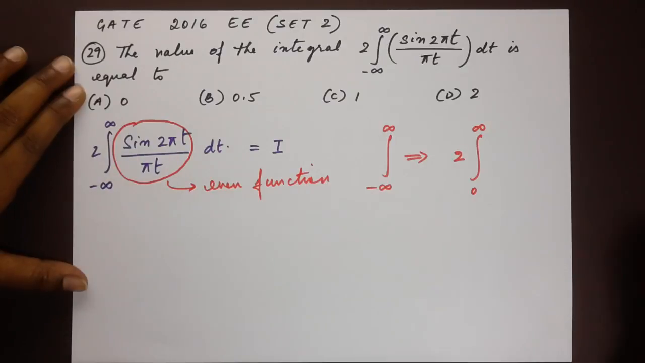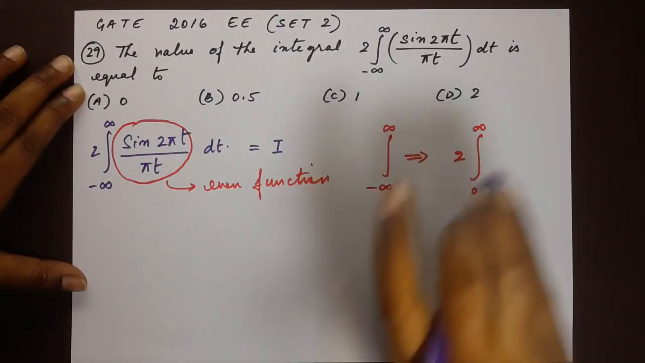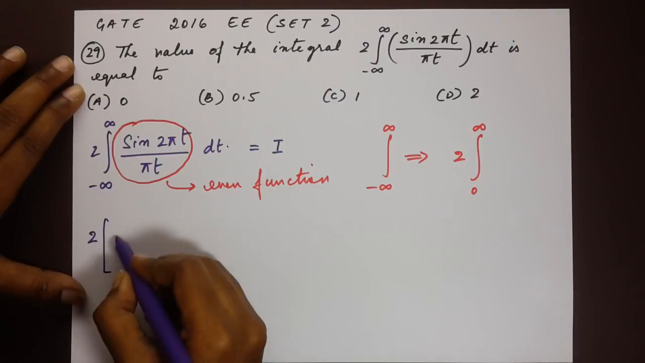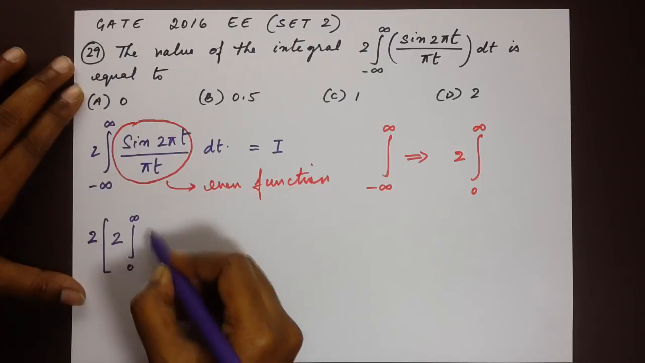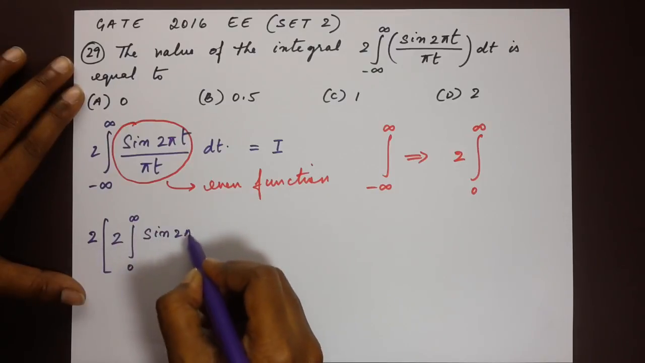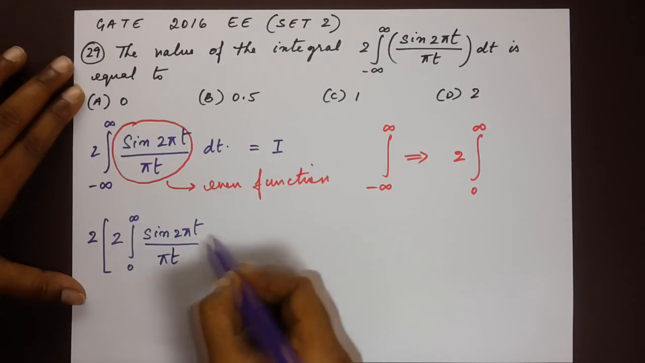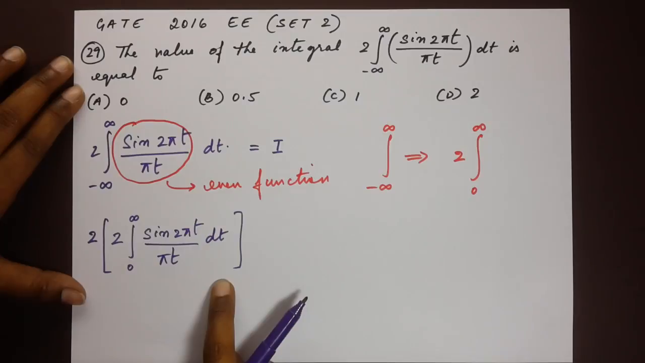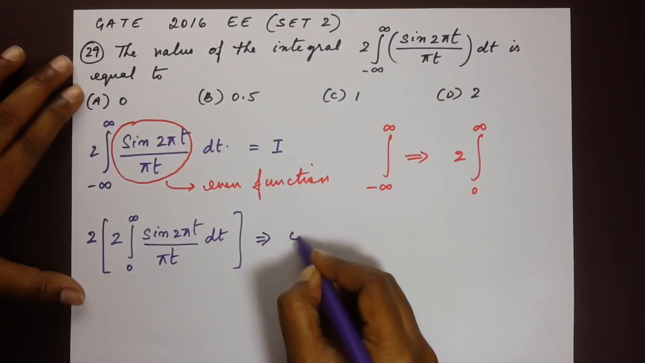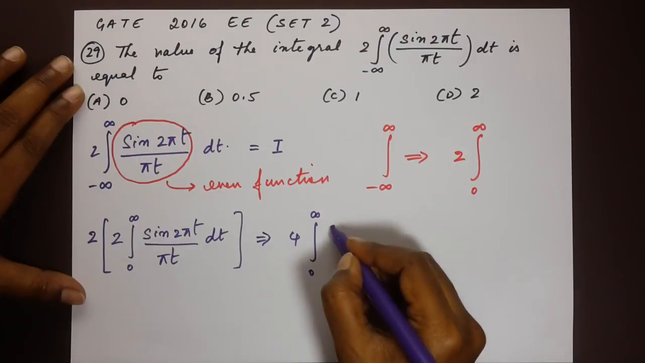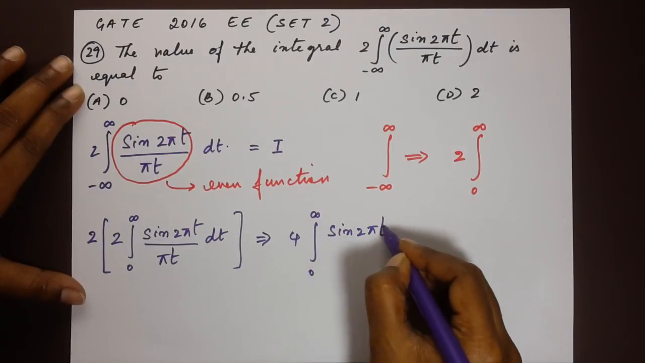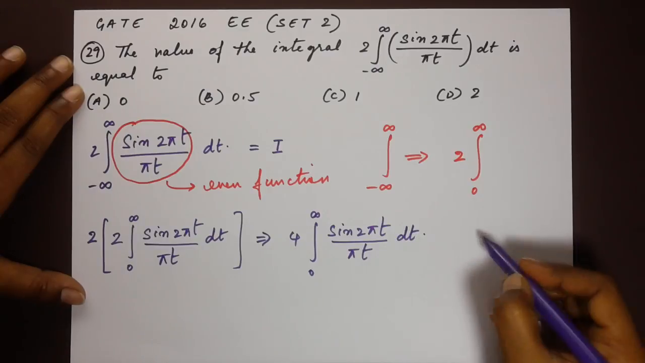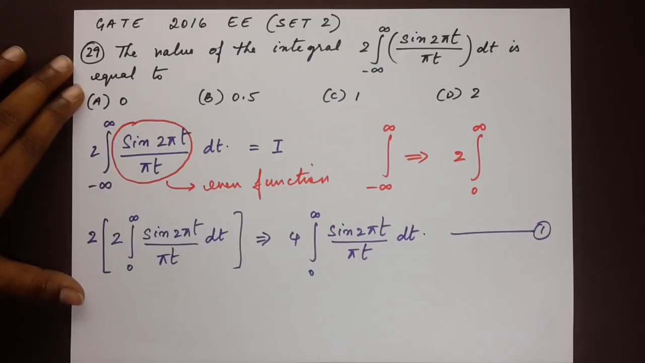So let's write this now using this explanation. We will have 2 into 2 times the integral from 0 to infinity of sine 2 pi t by pi t dt. I hope this makes sense. Now this becomes 4 times the integral from 0 to infinity of sine 2 pi t by pi t dt. Let's write this as equation 1.